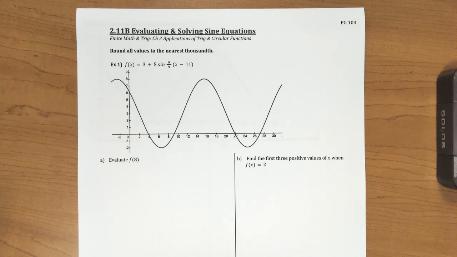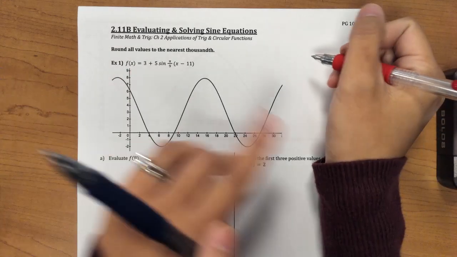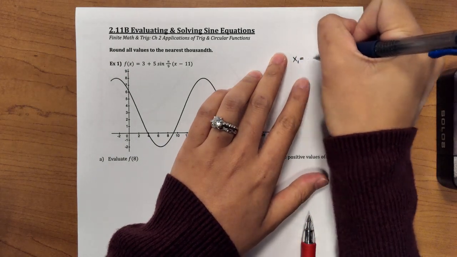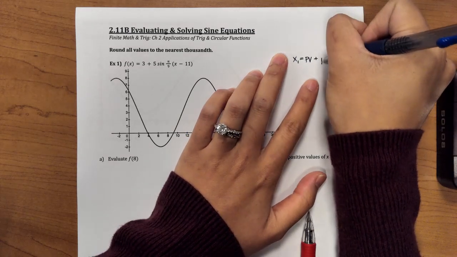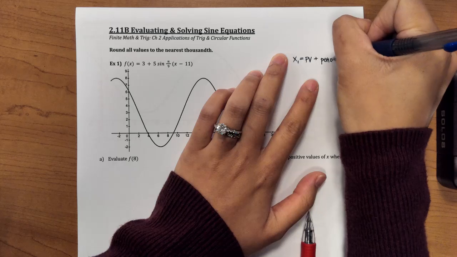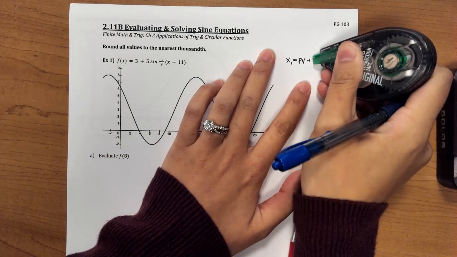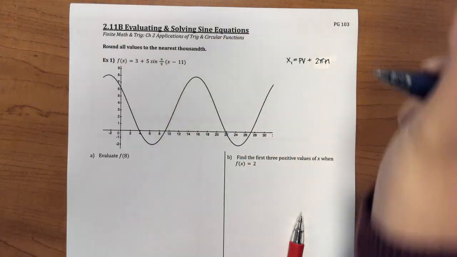Let's just take a moment and establish our two general rules. We're using x, where x1 equals your principal value plus your period, which is plus 2 pi times n, on the unit circle.